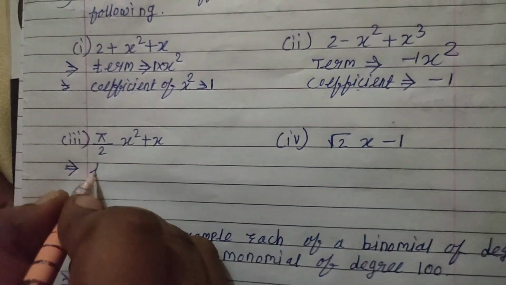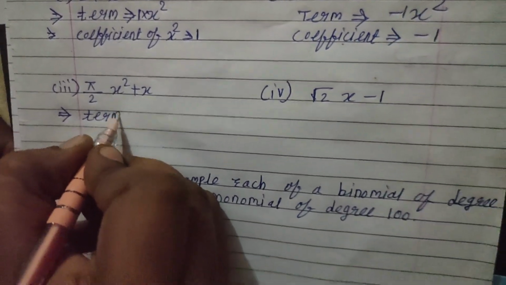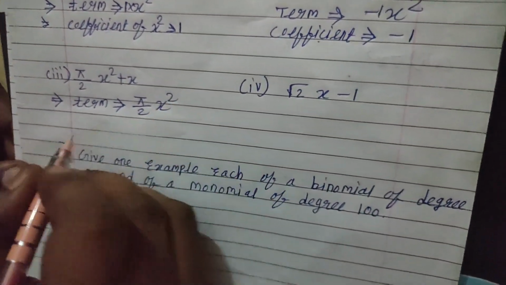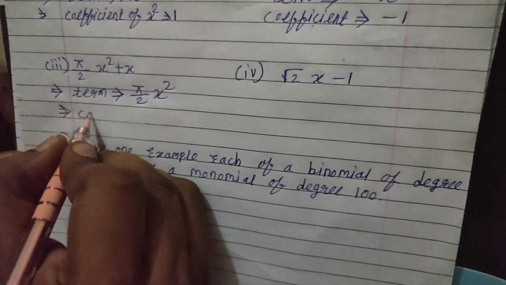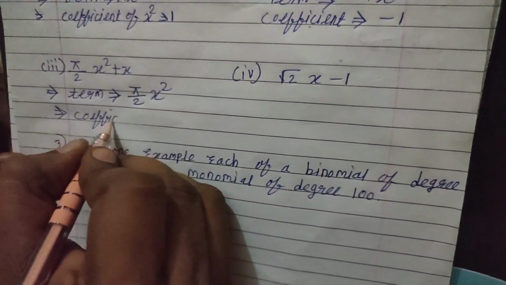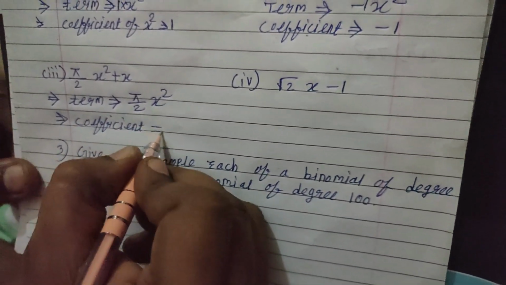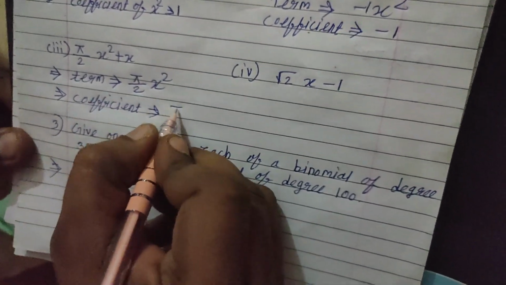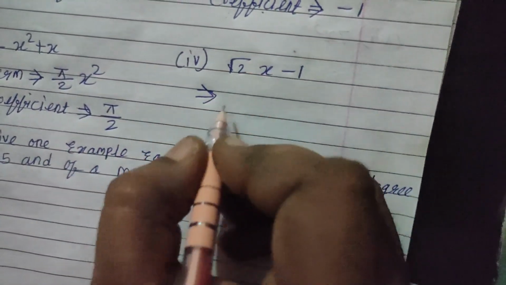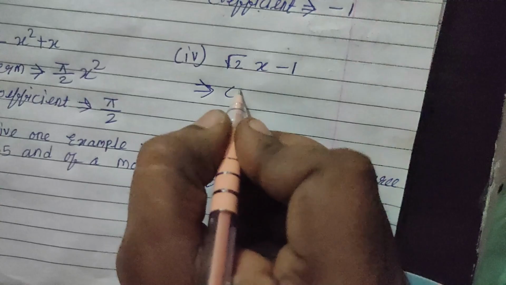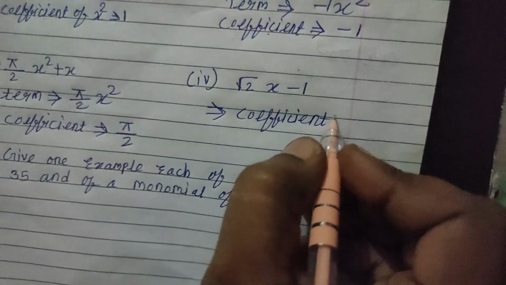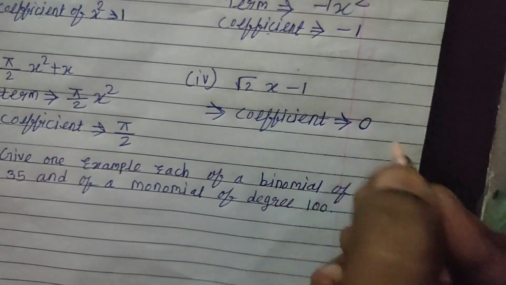Now here the term containing x square is pi by 2 x square. Excluding x square, what is remaining? Pi upon 2. So the coefficient will be pi upon 2. Now here there is no term containing x square. So directly you can write the coefficient will be 0, because there is no term containing x square.